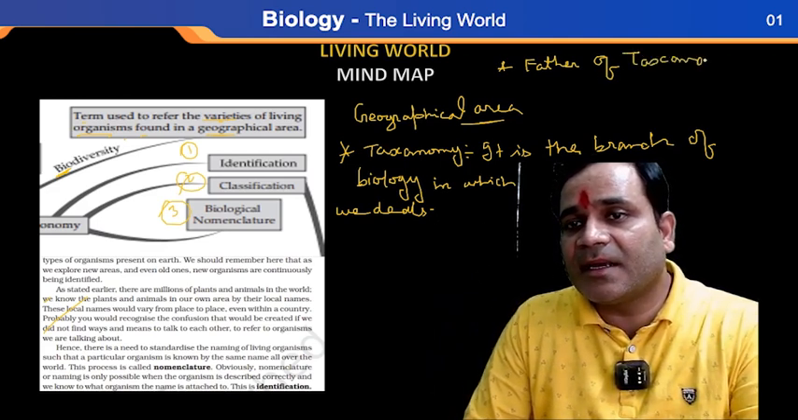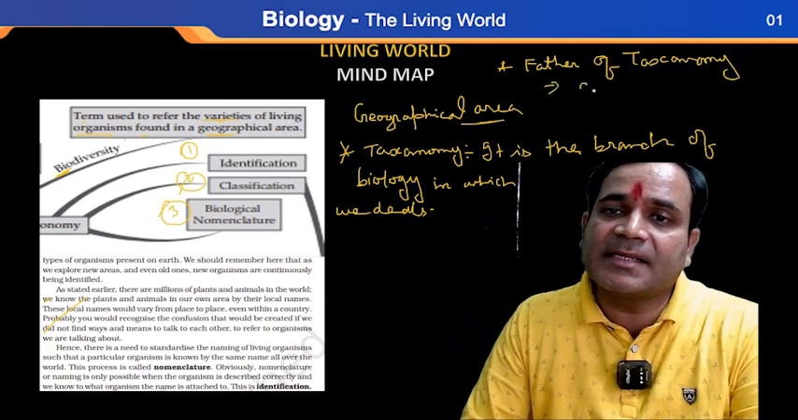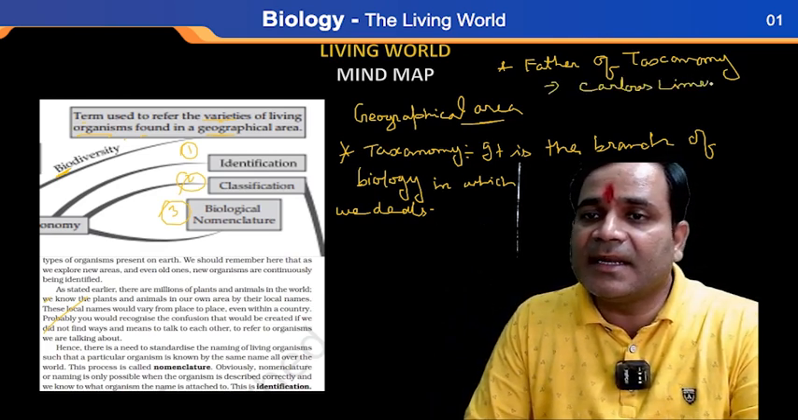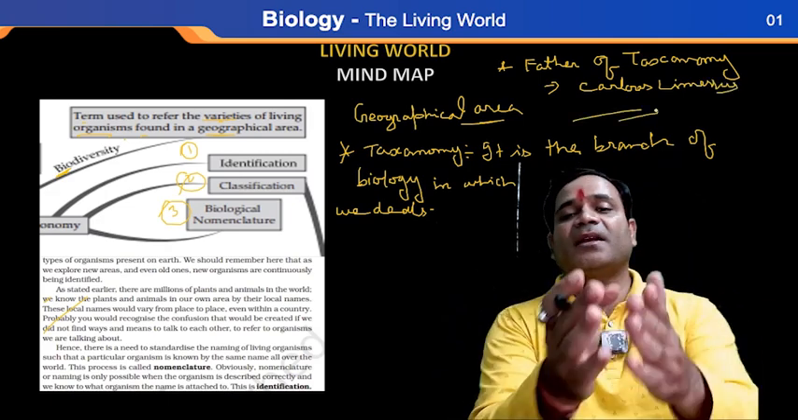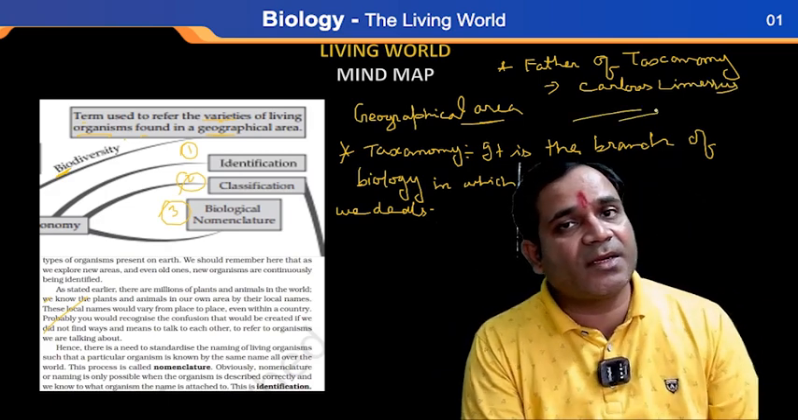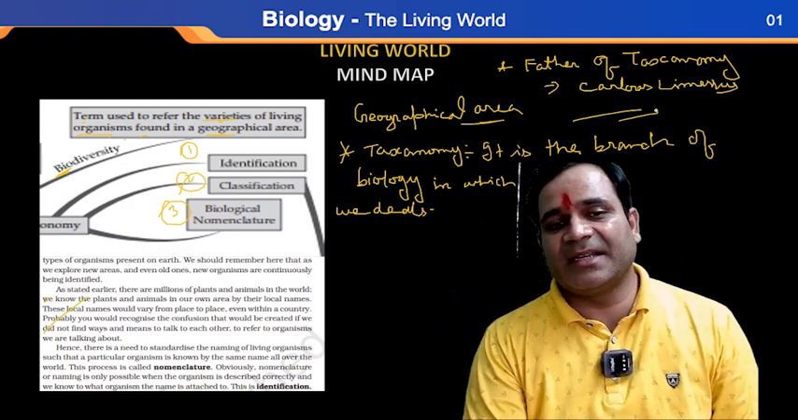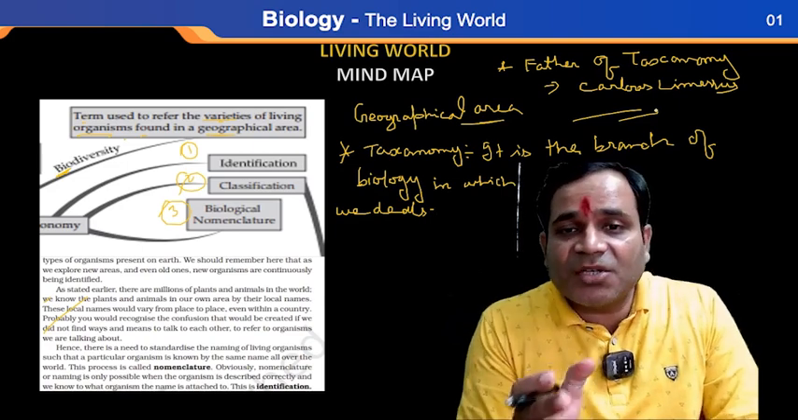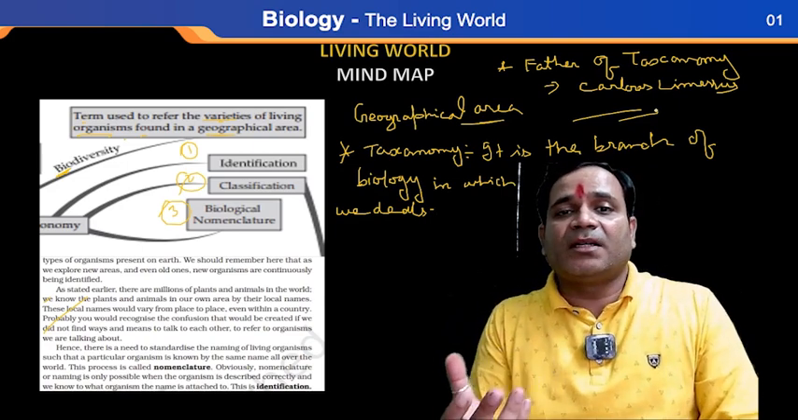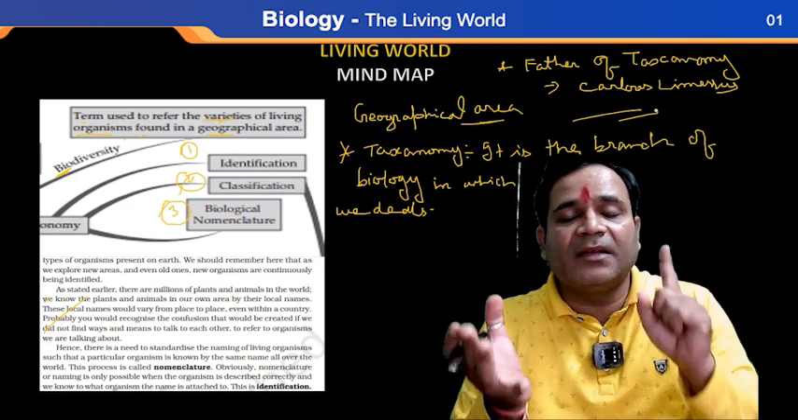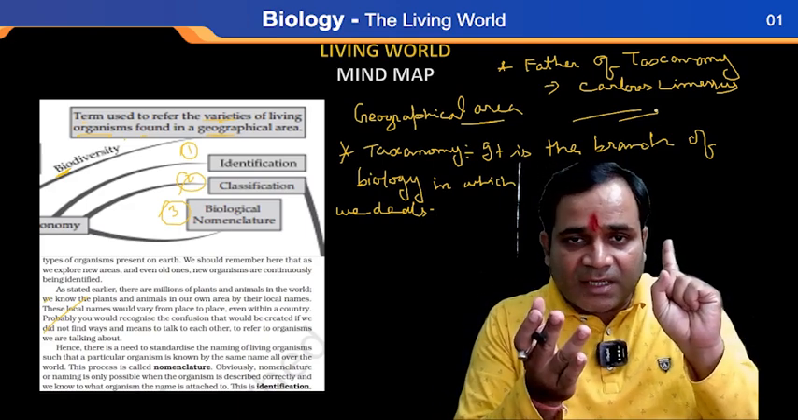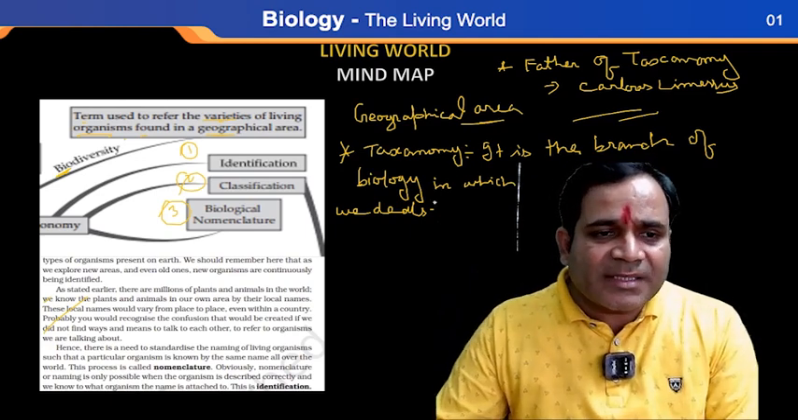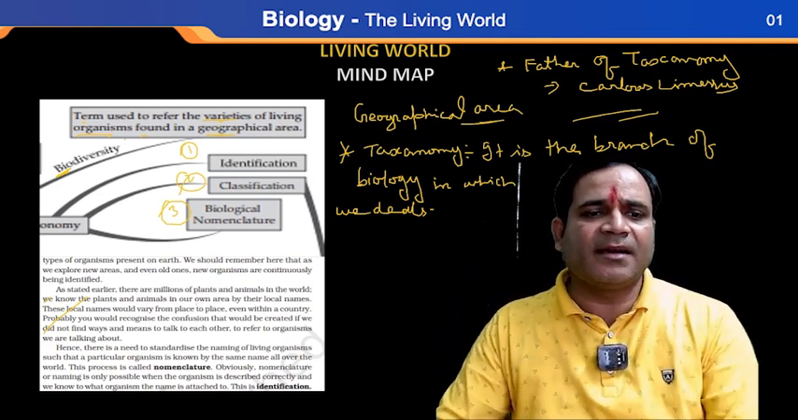See what I'm writing here. The father of taxonomy is Carolus Linnaeus, my dear. If anybody asks you about the father of taxonomy, then you say Carolus Linnaeus. According to him, taxonomy is the branch of biology in which we deal first with identification, then classification, and then nomenclature, my dear. This is also written in NCERT.